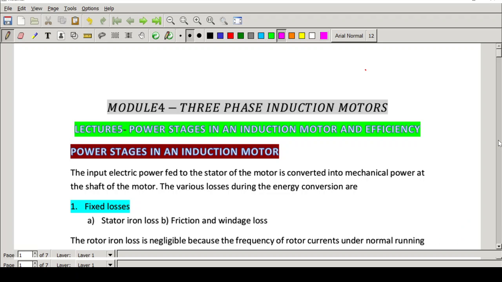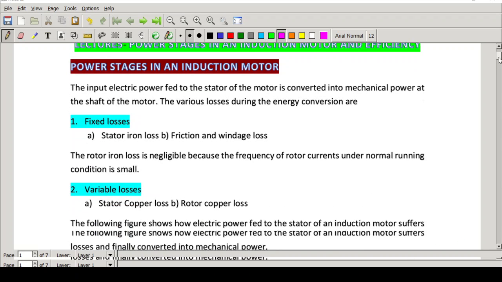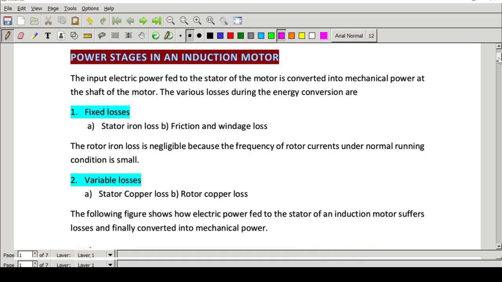Starting with the input power. As in the case of all machines, in the induction motor also, there is a stator and the rotor. The input electrical power is fed to the stator. So we are giving an electrical input to the stator and this is converted into mechanical power at the shaft of the motor. First, we will discuss the various types of losses that occur in a three-phase induction motor.